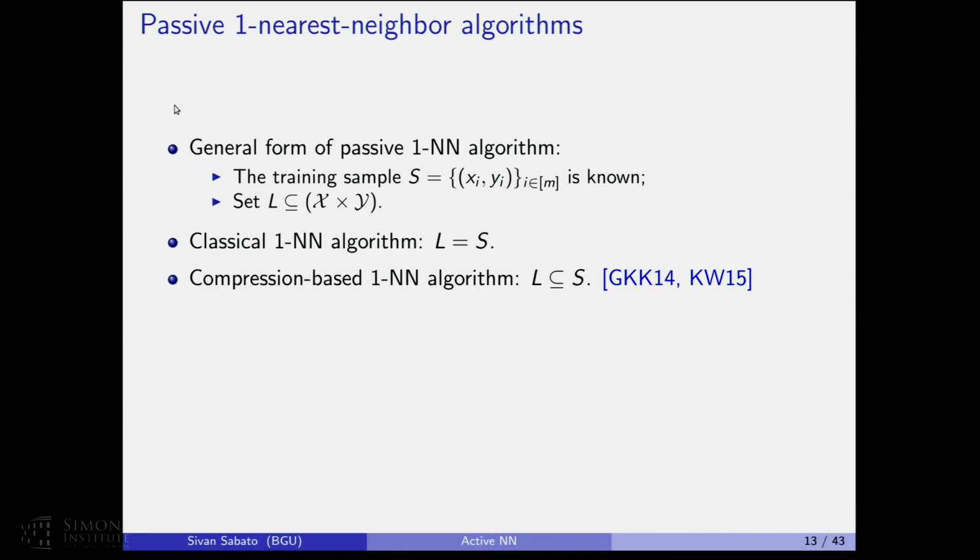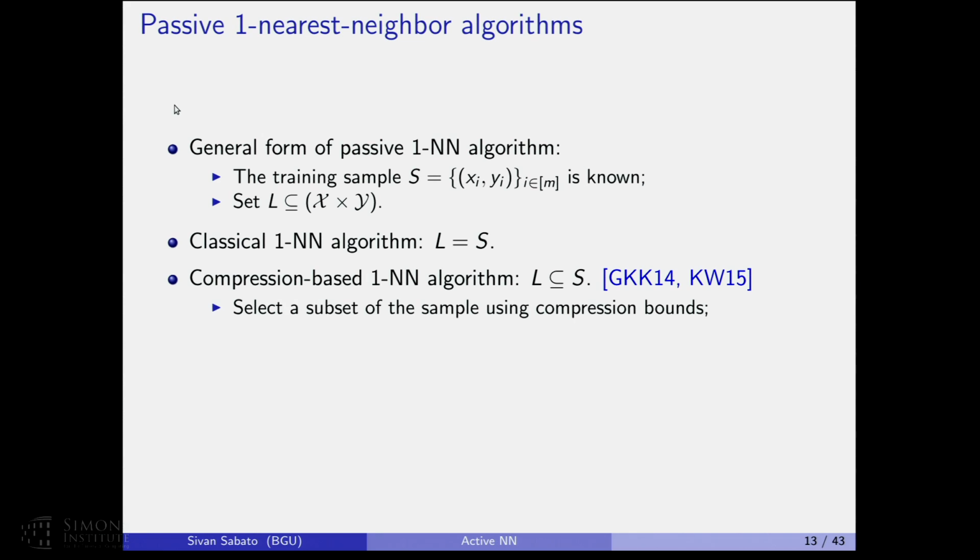What I'm going to talk about today is a more sophisticated algorithm that has some advantages. It's a compression-based algorithm, a passive learning algorithm. In this algorithm, the database that I'm going to use is a subset of the training set. So I'm not going to choose all of the training set, not necessarily. I might choose a subset. This is work by Gottlieb, Kontorovich, Krauthammer, and Weiss, and they propose this algorithm.